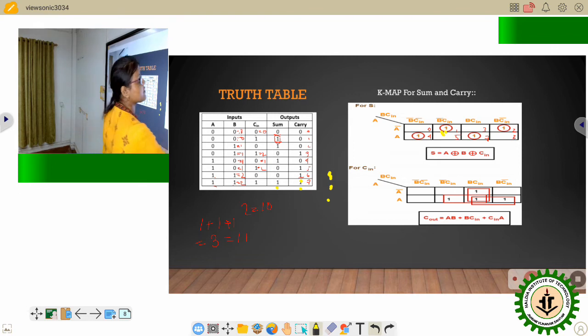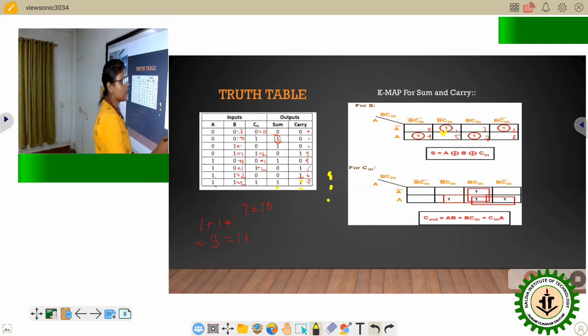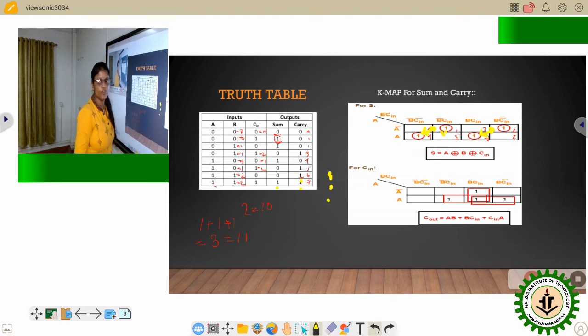But here we can't unite these ones, we can't connect these ones. The ones are arranged diagonally. So we are getting the answer as A XOR B XOR C in.